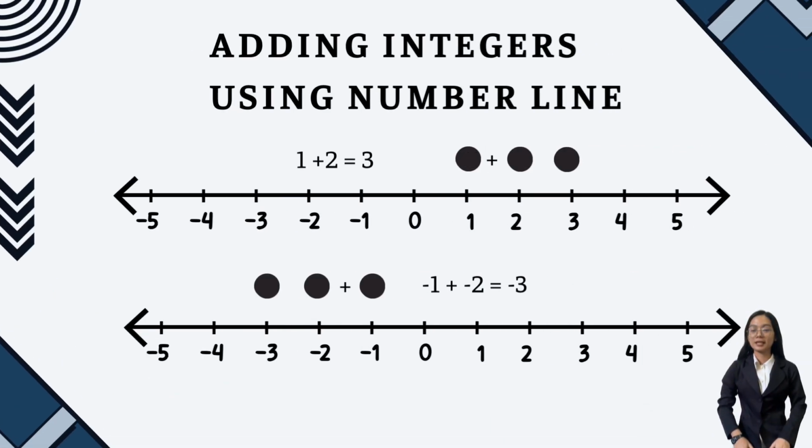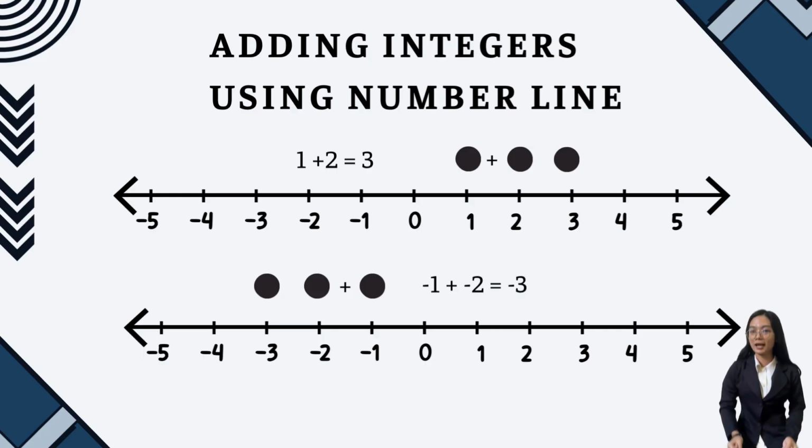Next example, class, is -1 plus -2. This time, we start at -1. We are adding a negative number, which is -2. So the rule here is adding a negative number means moving to the left on the number line. We take 2 steps to the left from -1. The first step takes us to -2, and the second step lands us on -3. The dots here show the same thing: starting at -1, adding 2 more negative steps takes us further left to -3.